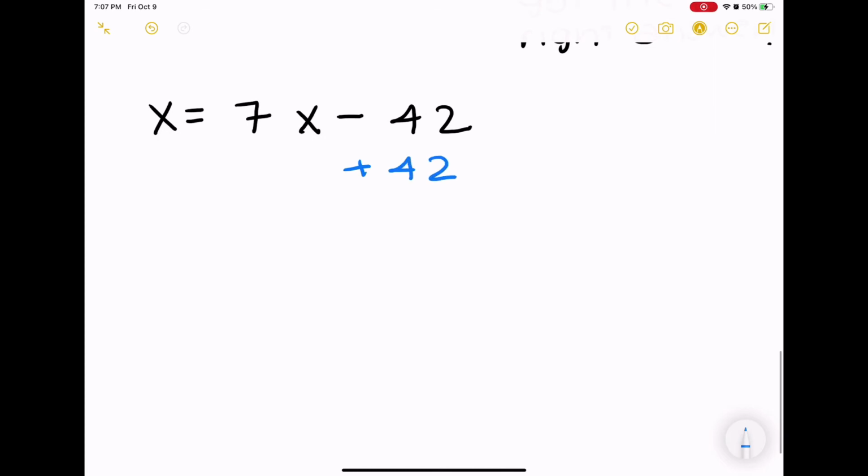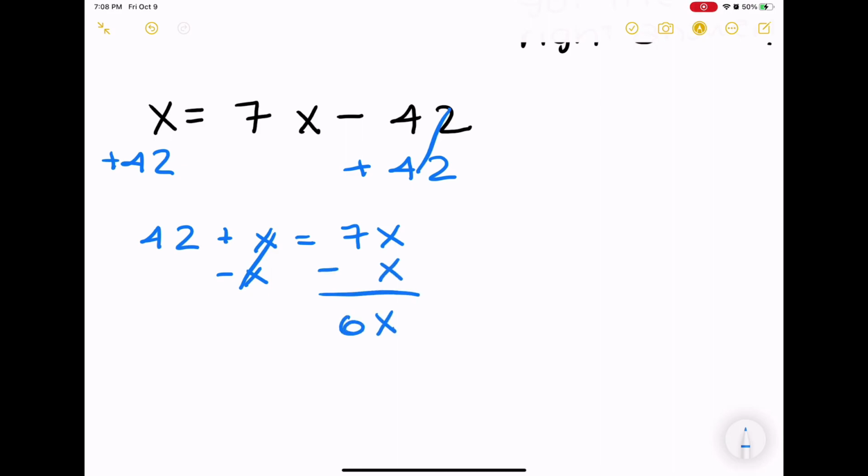Well, did you do it? Let's check. So first things first, we're going to add 42 to both sides, and we get 42 plus x is equal to 7x. Now, we're going to subtract x from both sides because we need the equation to be balanced, and we can't just subtract from one side, right? So we're subtracting x from both sides, and we get 6x.